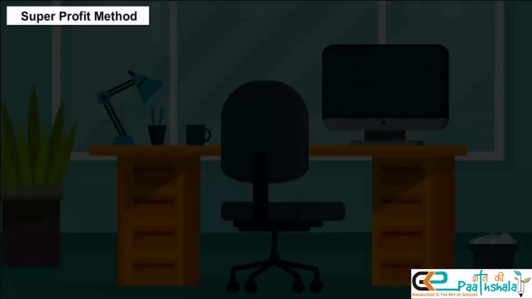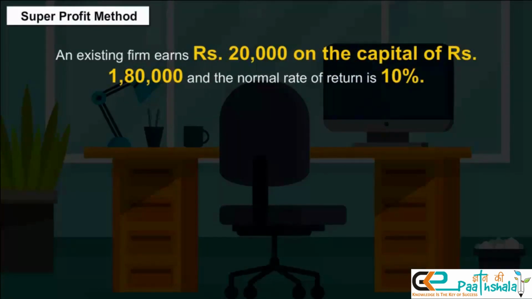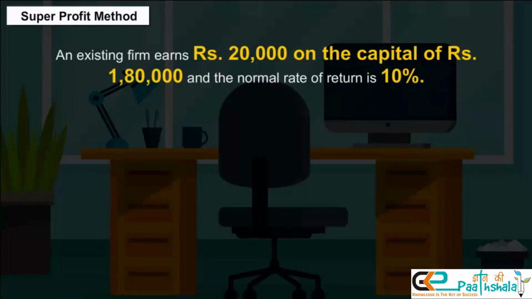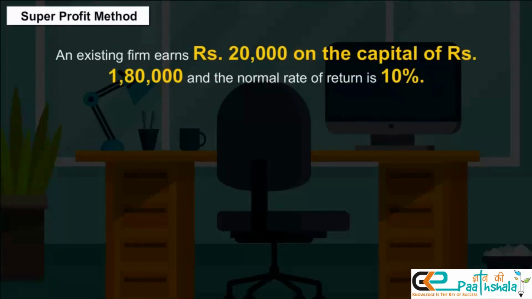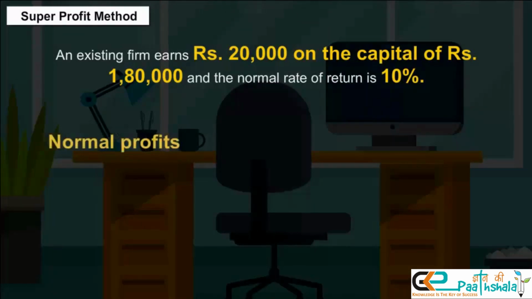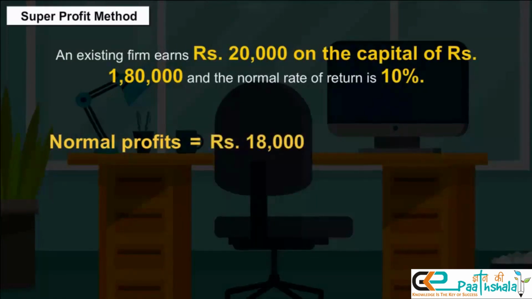For example, an existing firm earns Rs 20,000 on a capital of Rs 1,80,000 and the normal rate of return is 10%. The normal profits will be calculated as Rs 18,000.